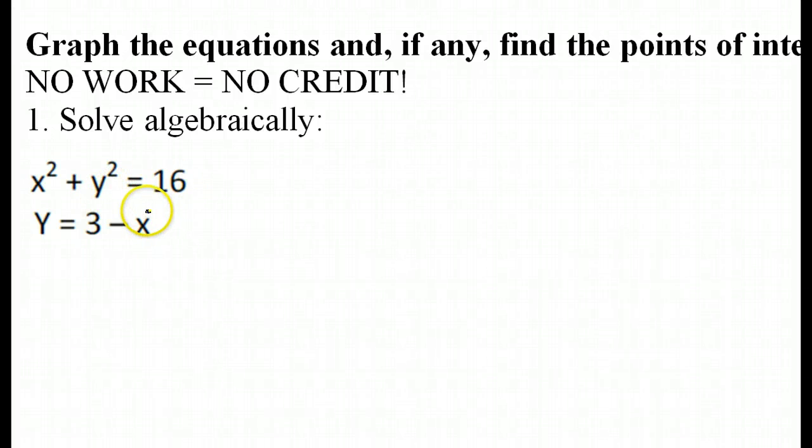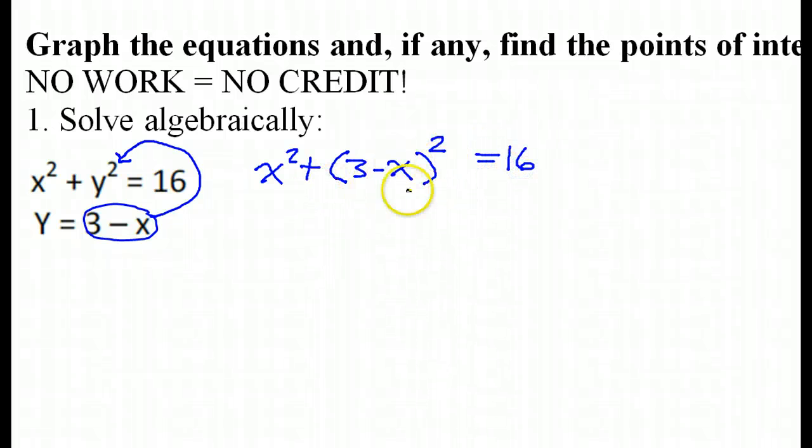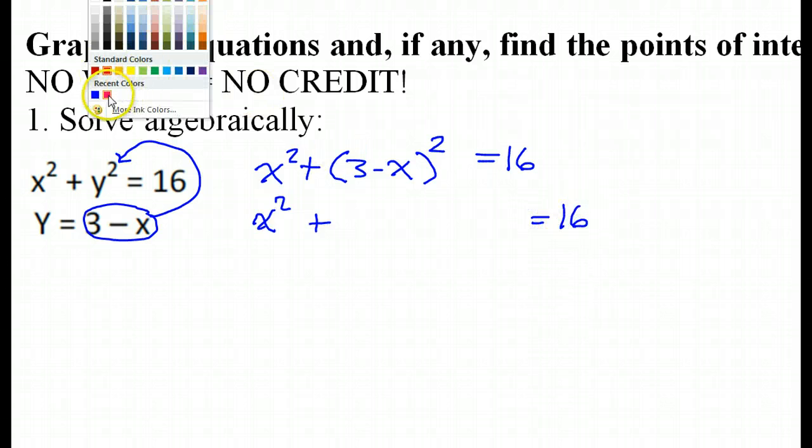And the next step is to substitute this expression in for y. So that's what I'm going to do. Easy peasy. So this is going to become x squared plus, now here comes the y squared, but in place of y I'm going to put 3 minus x, squared, is equal to 16. Okay, so that means I've got x squared plus, equals 16, and I'm just going to change colors so nobody misses it.